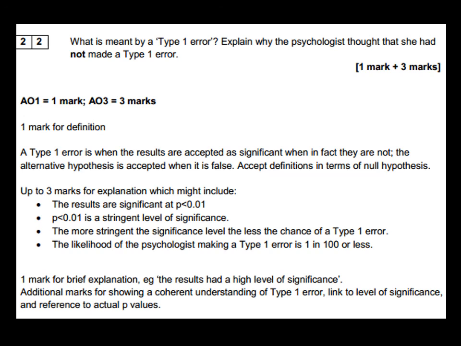And explain why the psychologist thought she had not made a type 1 error. You have to include things like those bullet points. The result is significant at p is less than 0.01. P is less than 0.01 is a stringent or demanding level of significance. The more stringent the significance level, the less chance of a type 1 error being made. The likelihood of the psychologist making a type 1 error is less than 1 in 100.